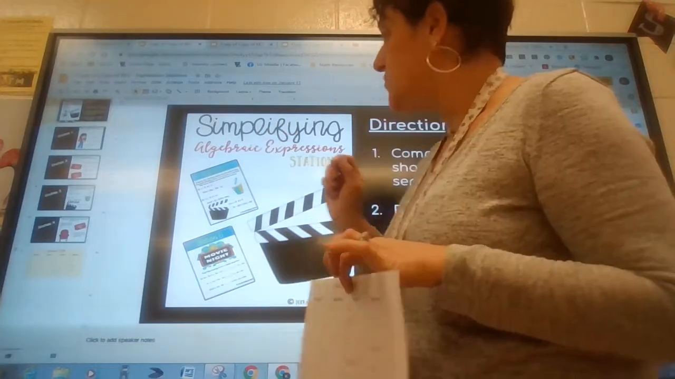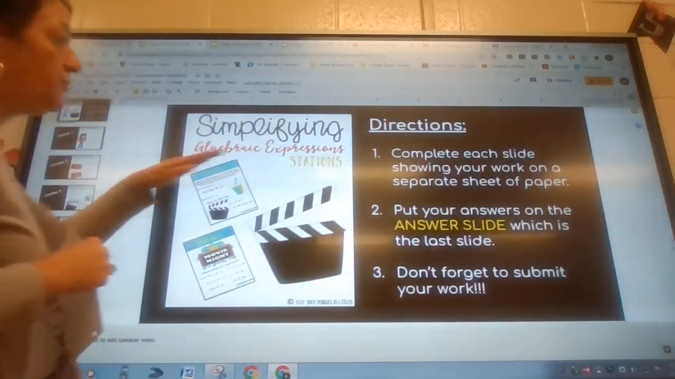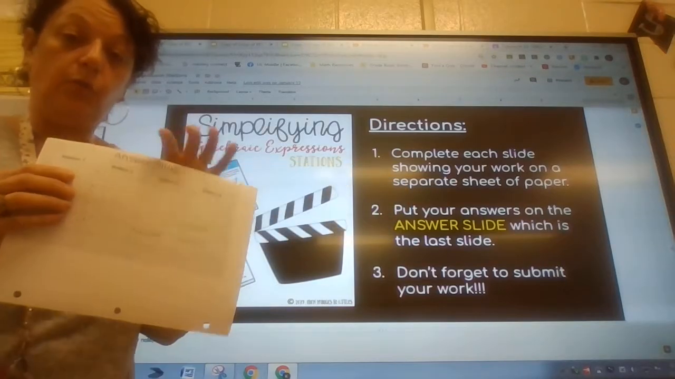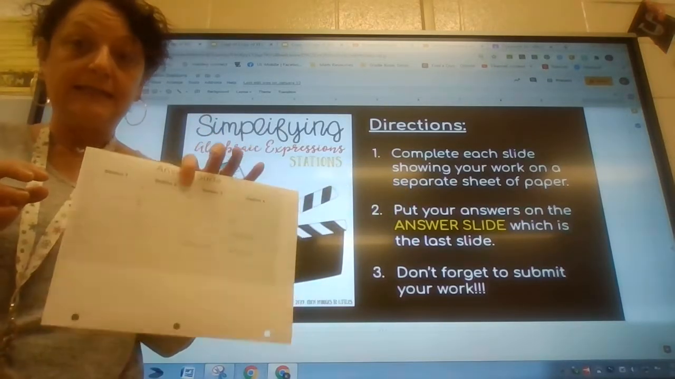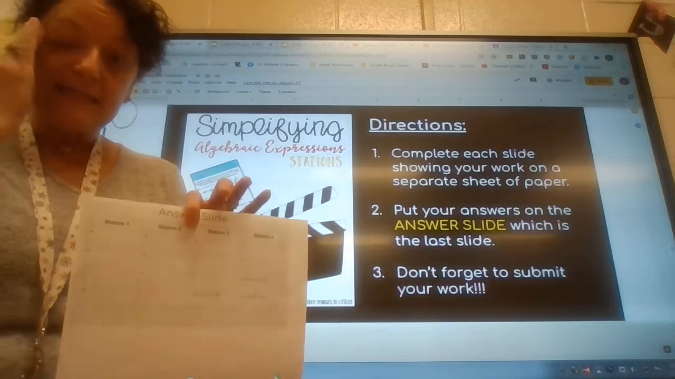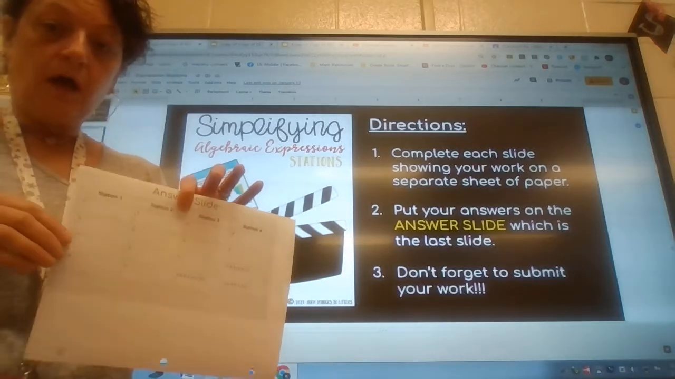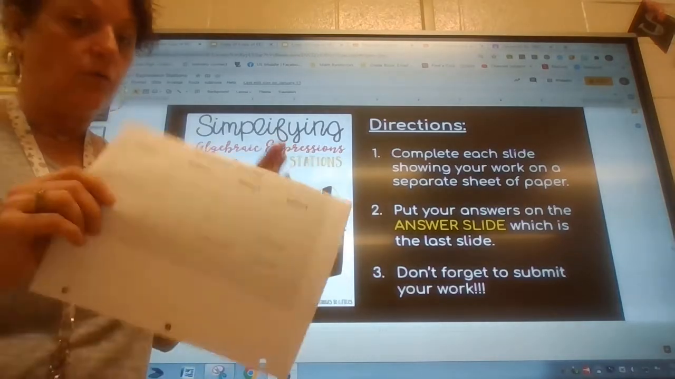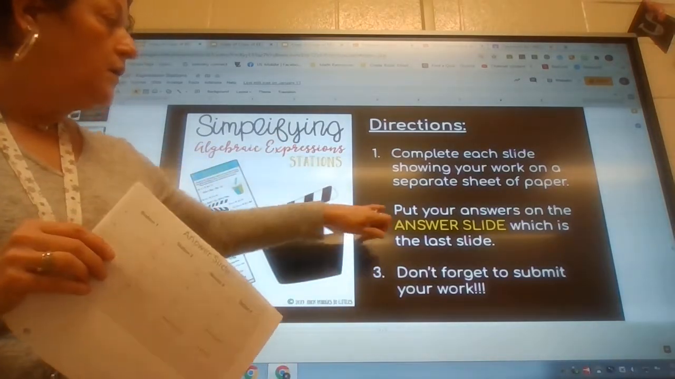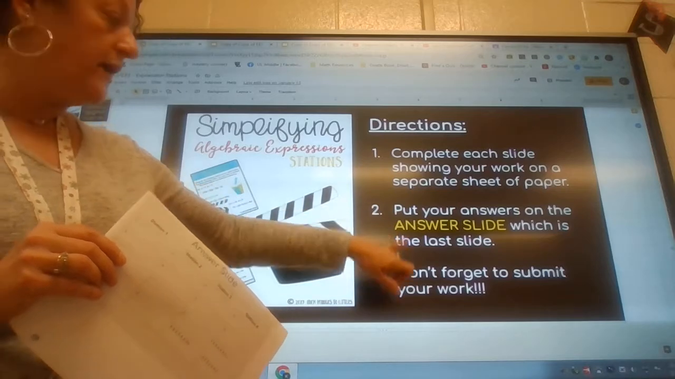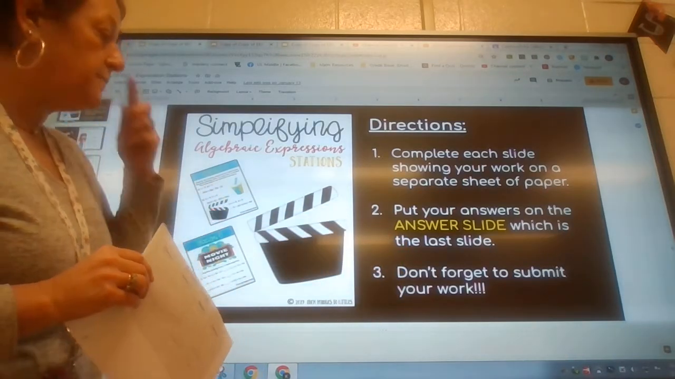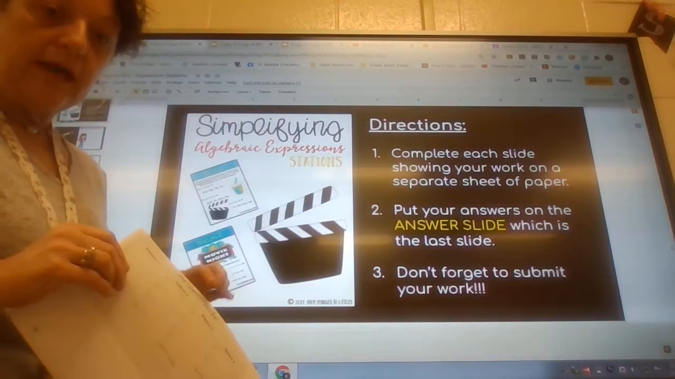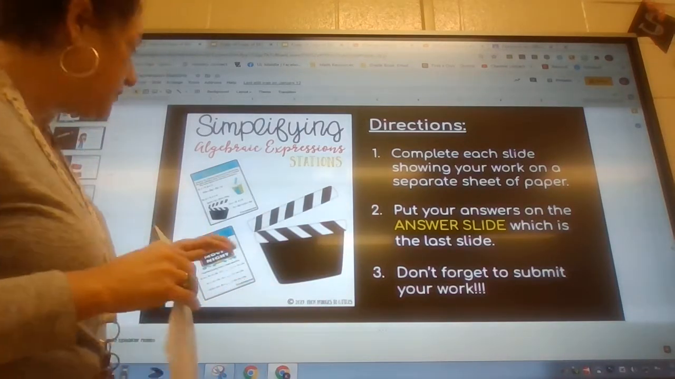Okay. So here are your directions. You're going to put each slide on a separate sheet of paper. So you will turn this and your work in to me so that I can see what you're doing. You can do your work on here, or on the back, or on a sheet of paper, whatever you need to do. You're going to put just your answers on the answer slide, and then you're going to submit it and turn this in so that I can actually see what you're doing. I need to address mistakes you're making.